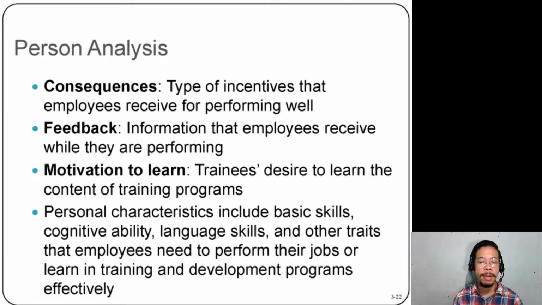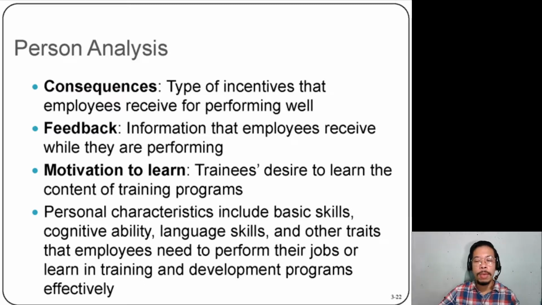So going back to person analysis here, we have the consequences, and this is referring to the type of incentive that employees receive for performing well. Feedback here is the information that employees receive while they are performing. Of course, when they perform and have good performance, their manager or supervisor will comment that they have done a great job, or perhaps if they're not performing well, they might say, I think we need to have a coaching session to help you get higher scores. So that would be a form of feedback.